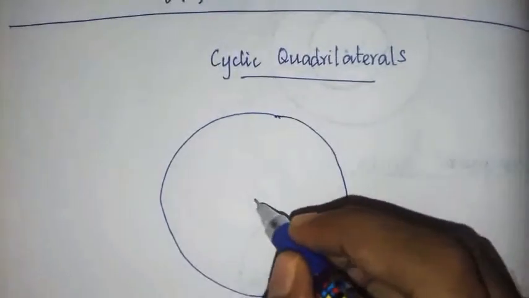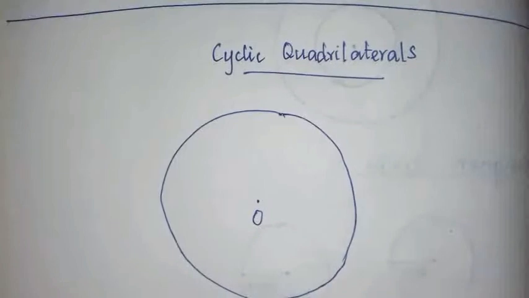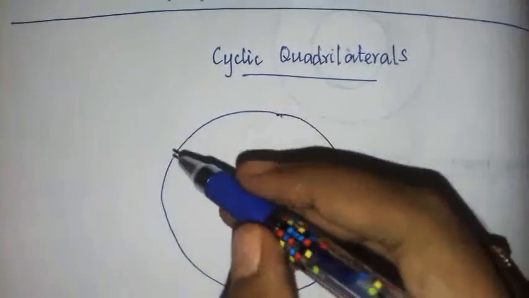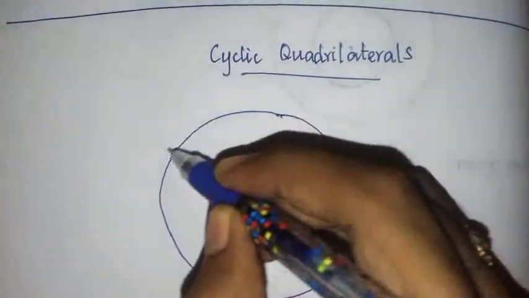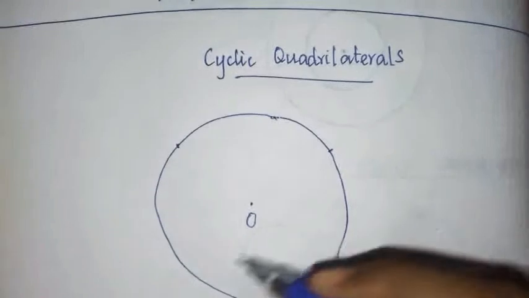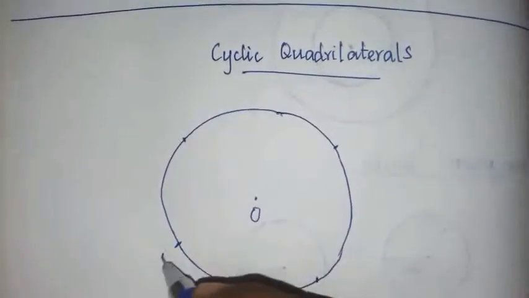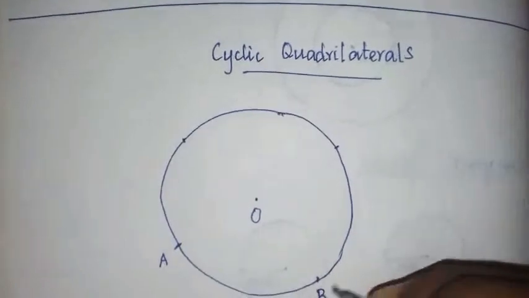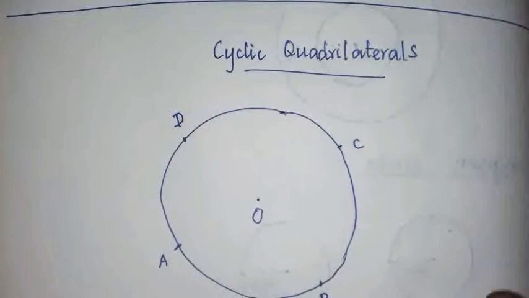What is this point? This is center O. Now we are going to mark four vertices on the circumference. What is the circumference? The circle's outer layer is the circumference. Now we are going to mark 4 points on the circumference of the circle. Mark the points as A, B, C and D. We have marked the points.